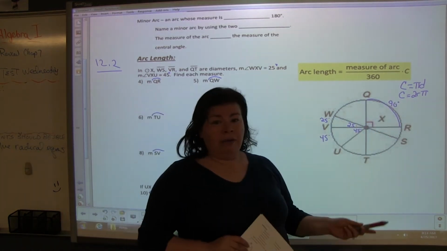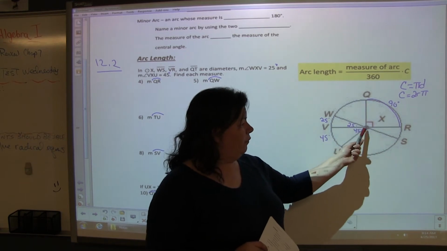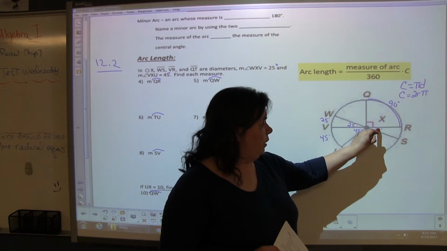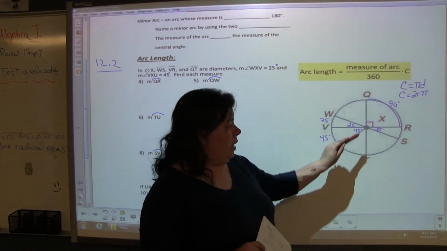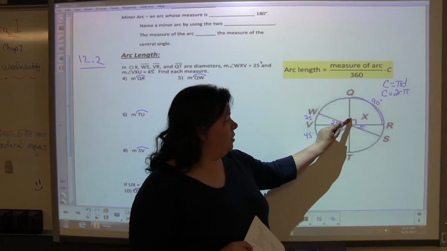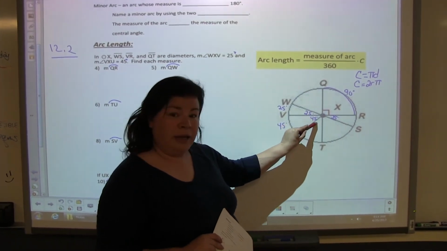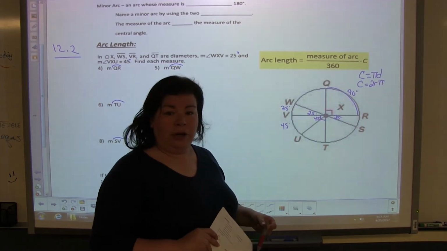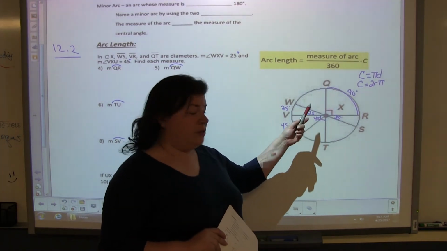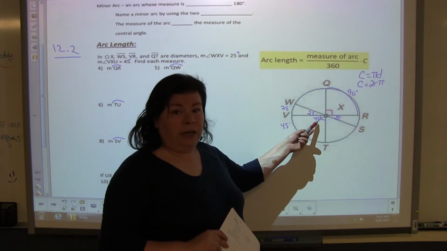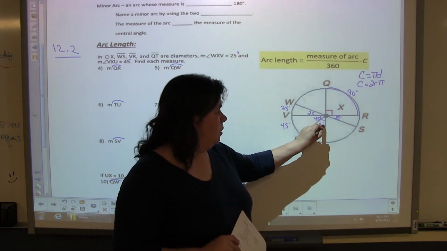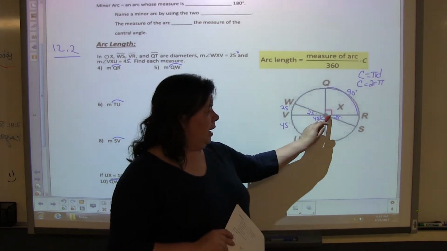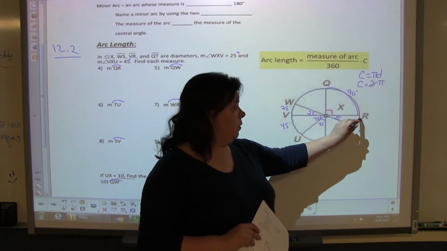So if we just go around the circle, we can see that these two are vertical angles here. So vertical angles are congruent. So this is also 25 degrees. If you look, this right angle is a vertical angle to this entire angle here. And that means together they're 90 degrees. And if this is 45 degrees already, then this is the remaining 45 degrees. Which means that arc TU is also 45 degrees, and arc RS then is 25 degrees.